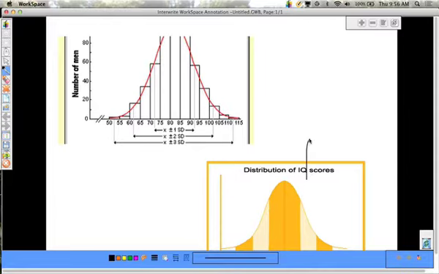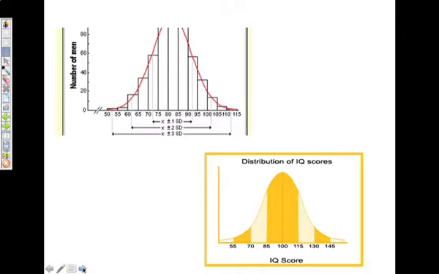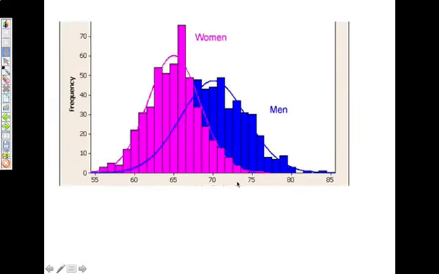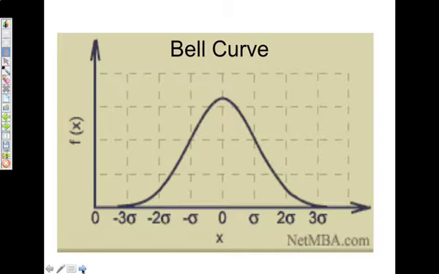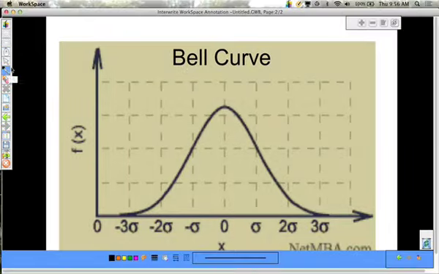IQ scores also follow this as well, and I think on the next slide I have one more here. This is the heights of men and women. So you can see it's not a perfect curve all the time, but it models what we call the normal distribution. So this is an example of the bell curve. In the middle, this highest part is usually our average, with the most people being, if we were to do heights, this height of that average, and then it falls off on either side.